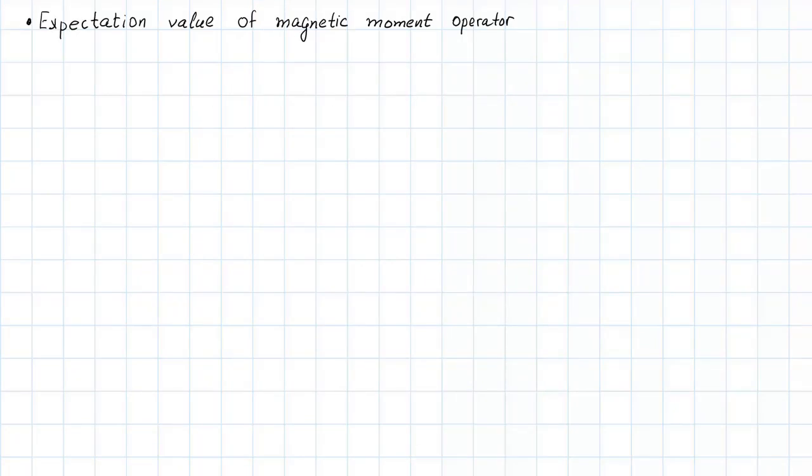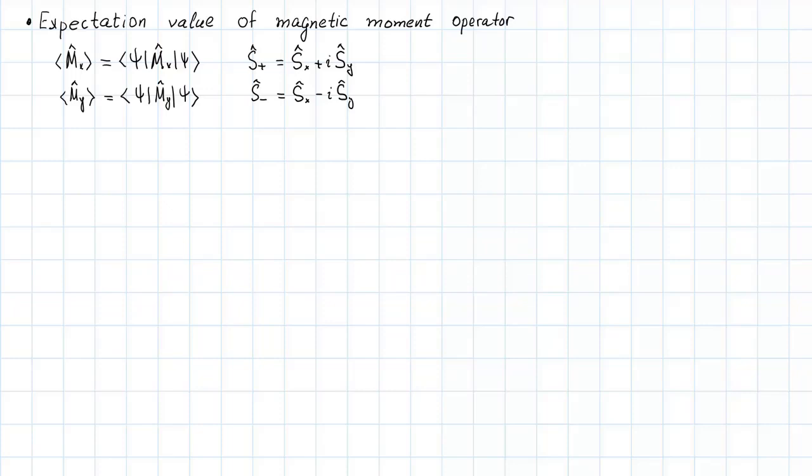Now we can use the obtained wave function to calculate the components of the magnetic moment operators via the standard quantum mechanical formulas. It is convenient to introduce the raising and lowering spin operators S plus and S minus, which can later be used to calculate the expectation values mx and my.